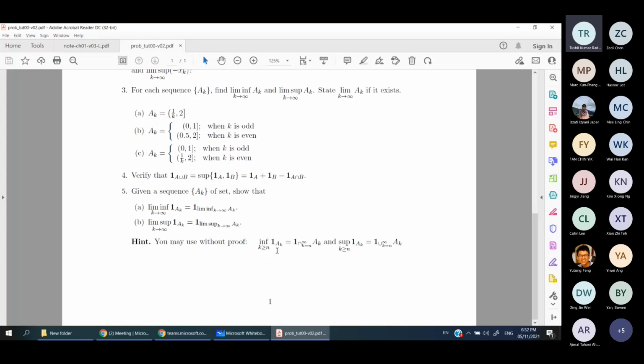So what you need to do is you just need to recall this. Maybe this is the special case for it. Maybe you can look at here. The indicator function 1 of A or B will be the supremum of 1A, 1B. So if you go up to a sequence of AK, then you will get this. So this is a special case for it. You may just remember this.